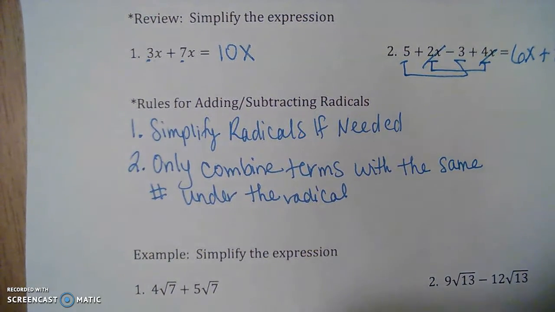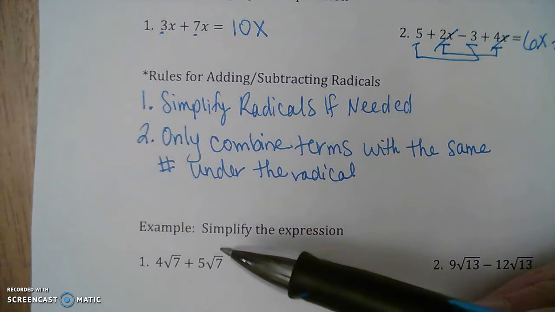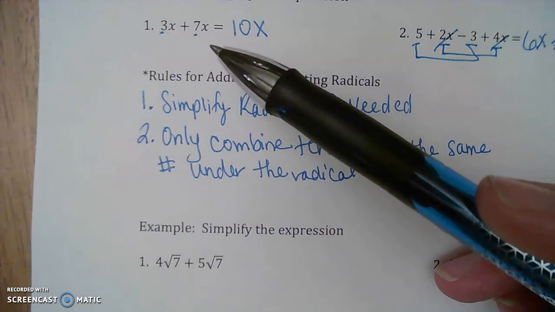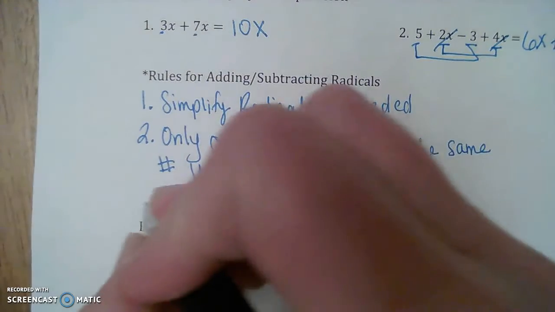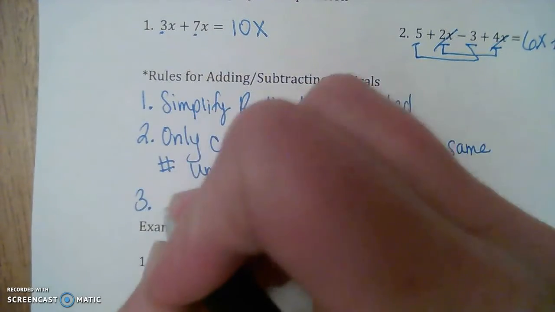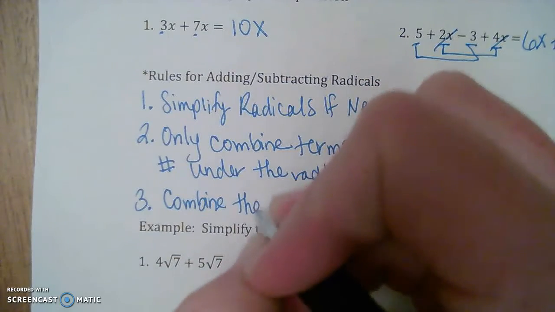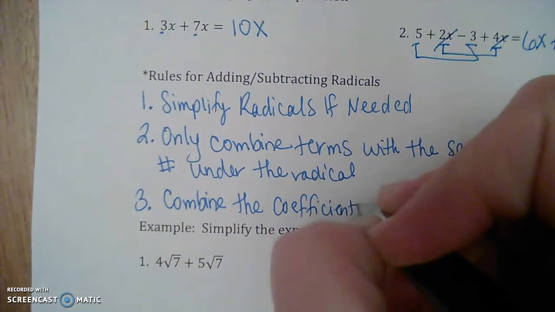So if you just look real quick at number 1, you don't have to simplify because those already have the same number under the radical. So the radical, the square root of 7, is basically like the x up here. All right, so for step 3, or rule number 3, you combine the coefficients. And the square root part stays the same.